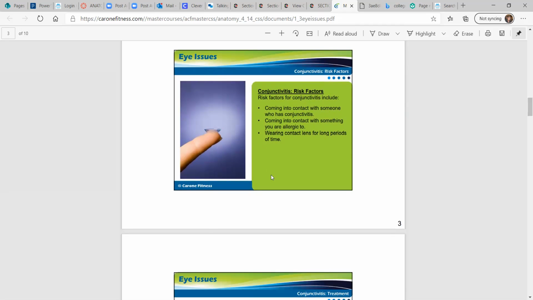Here are some of the risk factors. Coming into contact with someone who has pink eye. Yeah, so that's the most common. If you see someone with pink eye and you touch what they're touching with their eye, that's a big no-no. Coming into contact with something you are allergic to, that's another common one. If you're allergic to cats or some type of plant, weed in the air, that can inflame your eyes.